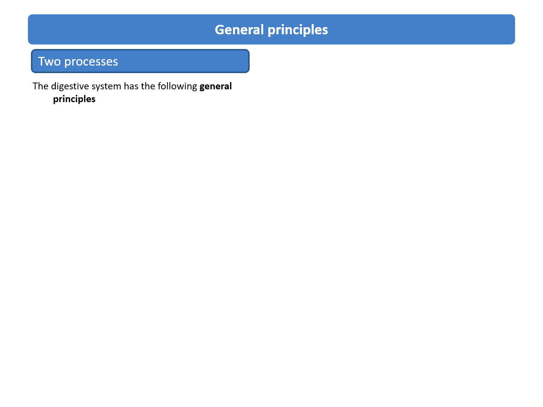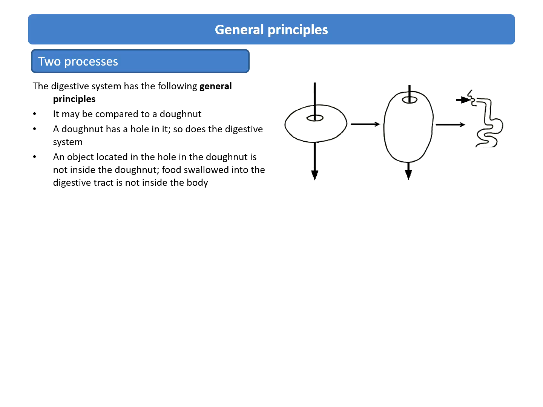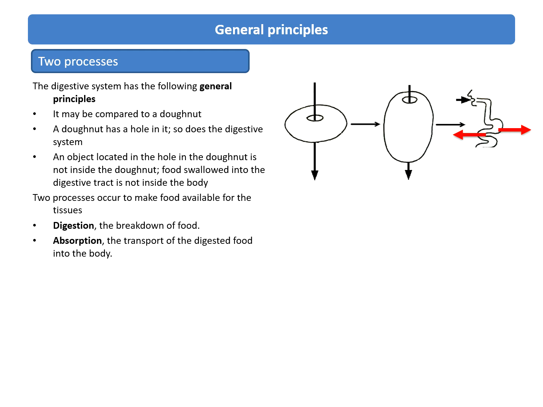General Principles. A few general principles of the digestive system. Let's begin with a donut. A donut has a hole in it. Actually, you're more like an elongated donut with a hole in it. An object that's located in the hole in the donut is not inside the donut. Likewise, food swallowed into the digestive tract is not technically inside the body. 2 processes occur to make the food available for the tissues: digestion, which is the breakdown of food, and absorption, that's the transport of the digested food into the body.